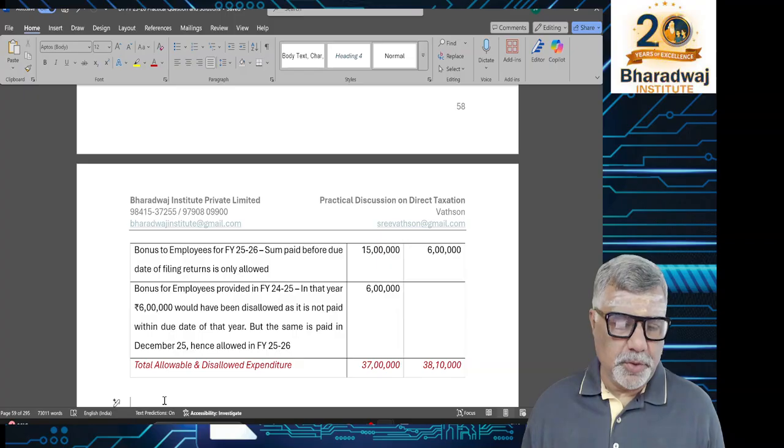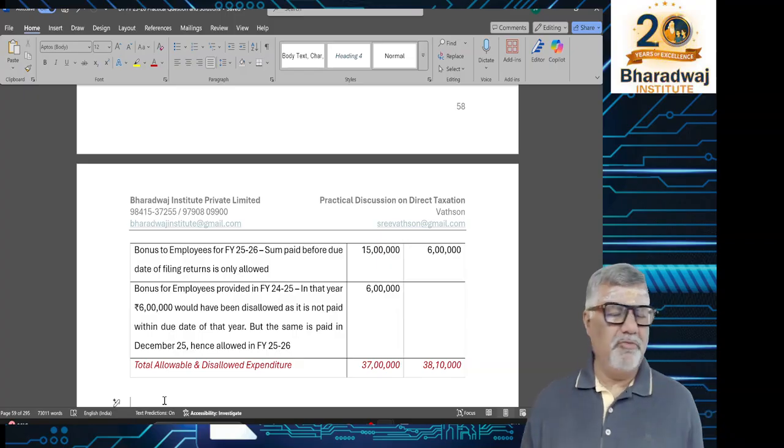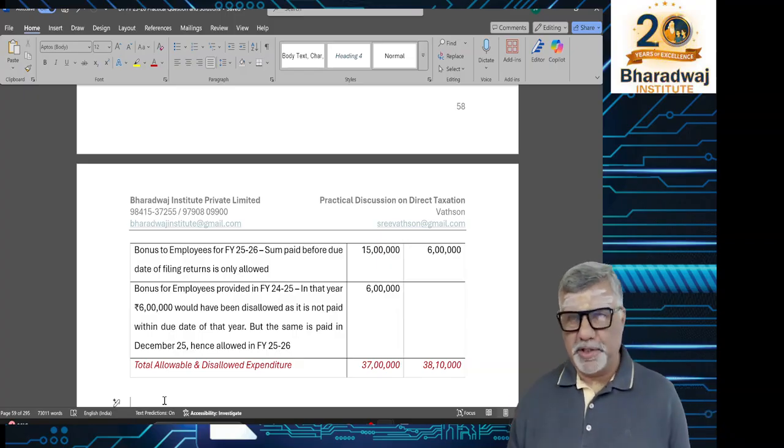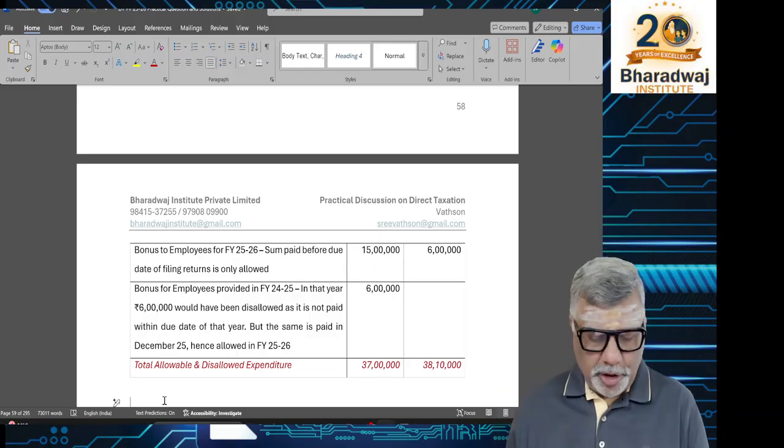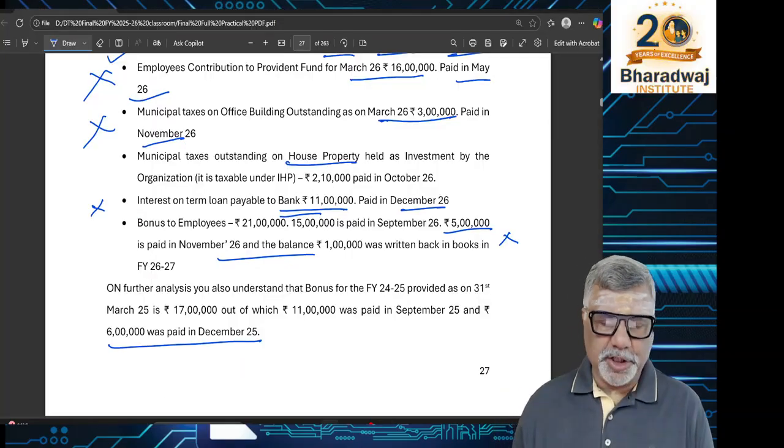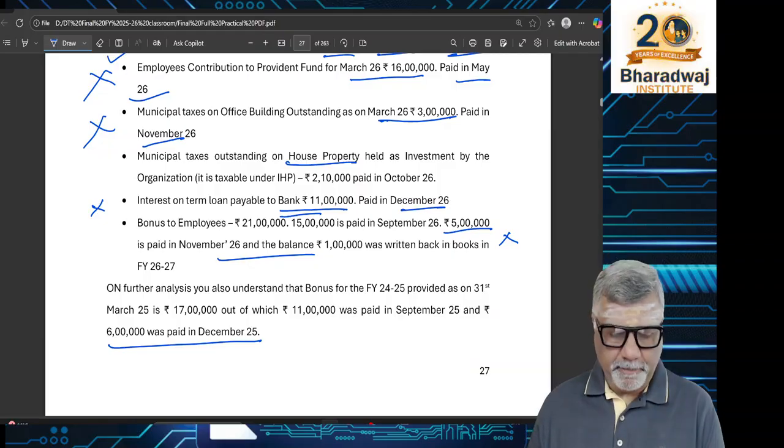Okay. So 43B, very, very repeated adjustment, especially employer-employee contribution. Highly repeated adjustment is 43B.